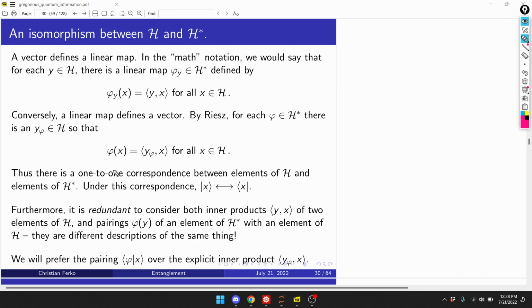In addition to this, it's in some sense redundant, because now we've seen that an inner product captures exactly the same information as a pairing of an element of the dual space with an element of H. These are two ways of saying the same thing. For any bra-ket, I can write an inner product, and for any inner product, I can write a bra-ket. So eventually, as we get to more physics stuff, I will prefer to write the bra-ket with the bar instead of writing the explicit inner product, because they're the same thing. But for now, just recognize that it's redundant. I can write it either way.